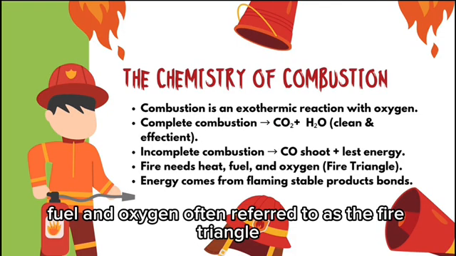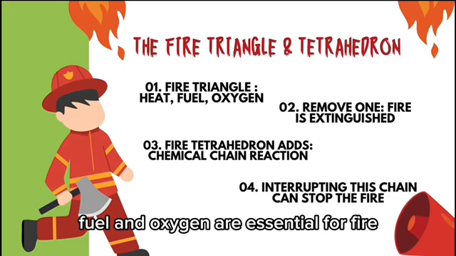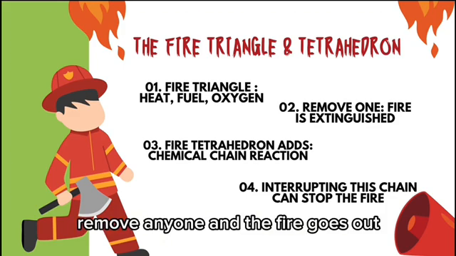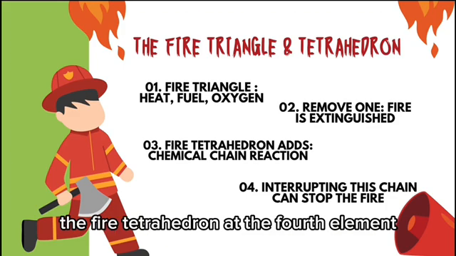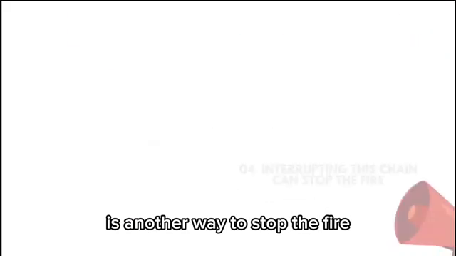The fire triangle and tetrahedron. The fire triangle shows that heat, fuel, and oxygen are essential for fire. Remove any one, and the fire goes out. The fire tetrahedron adds the fourth element, the chemical chain reaction that keeps the fire going. Interrupting this reaction is another way to stop the fire.